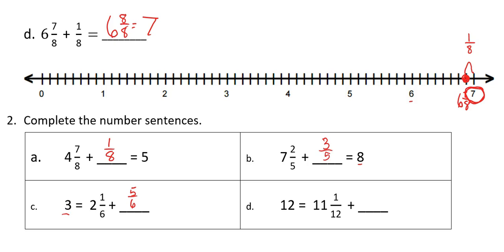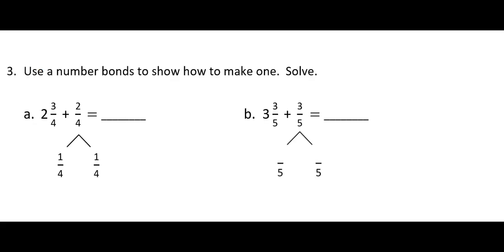And in question D, I need 12 wholes. I have 11 1/12. Well, it takes 12/12 to make a whole. I only have 1/12. That means I need 11 more 12ths to get me to that 12 point on the number line. We'll use that same logic to think through these problems.